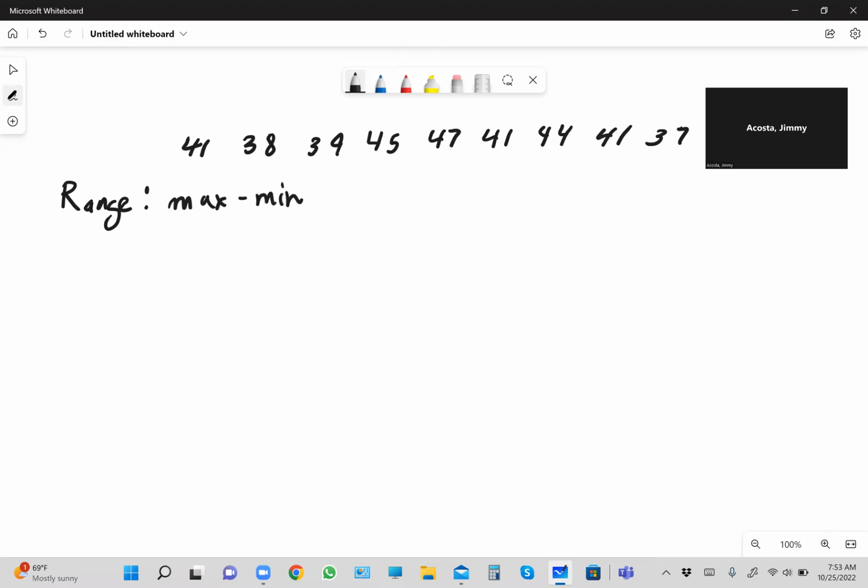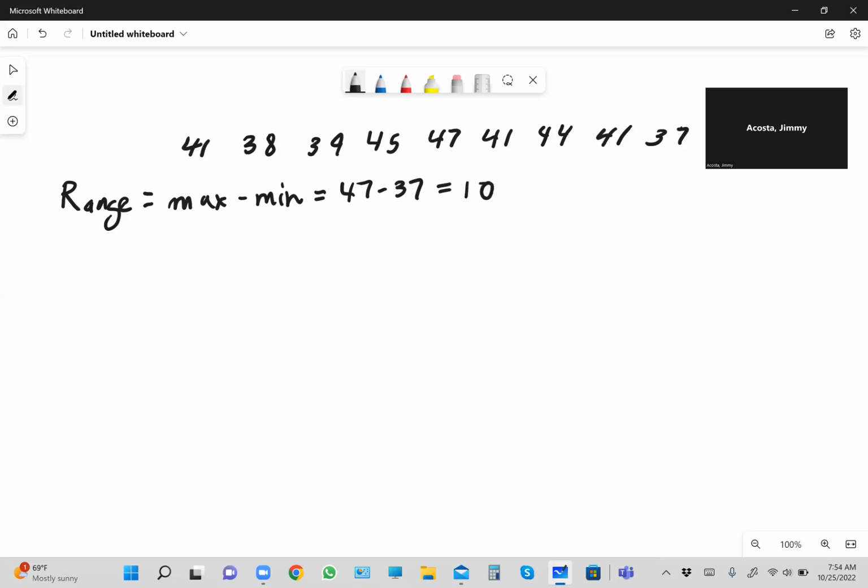I guess I can just write equals here. Now, what's the biggest number there? 47. And what's the smallest number? 37. Looks like 37, right? So the range here is 10.